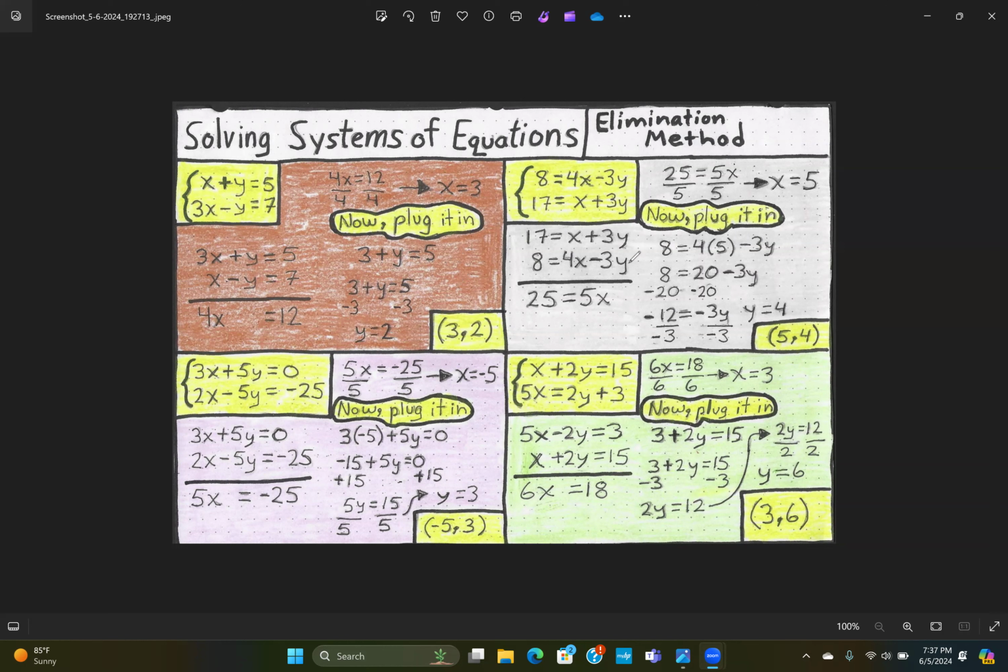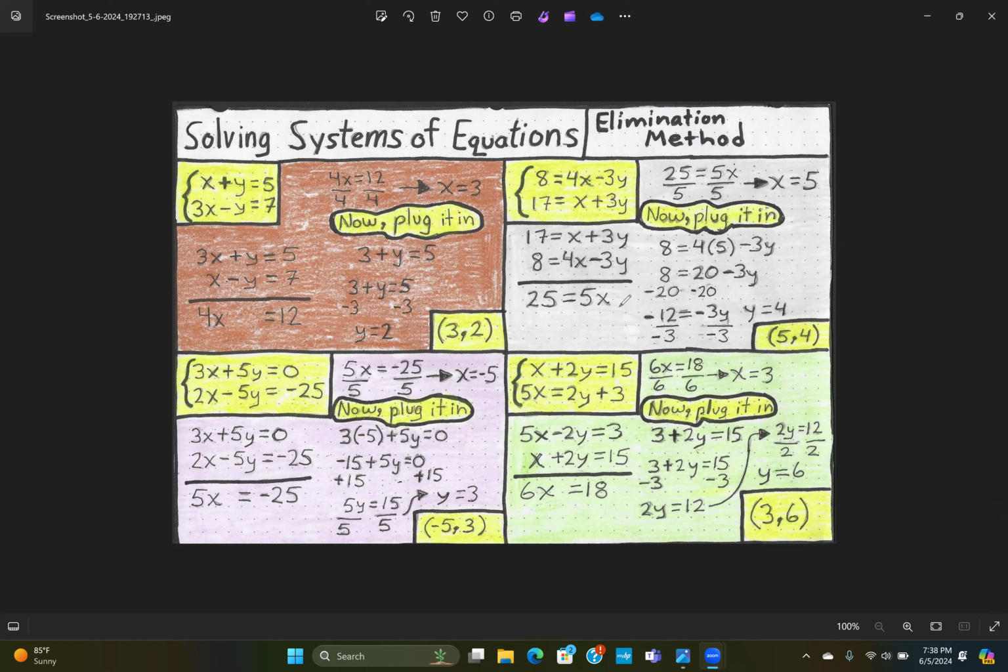And let's go on to our second example, in which we have 8 is equal to 4x minus 3y, and 17 is equal to x plus 3y. And so again, we're just going to line them up one on top of the other. And here you notice that 17 plus 8 will give me 25. x plus 4x will give me 5x, but 3y minus 3y would give me no y. Good news, now all we have to do is just solve for x.